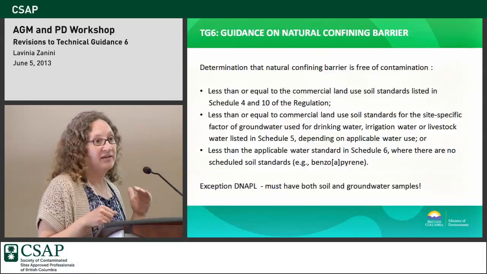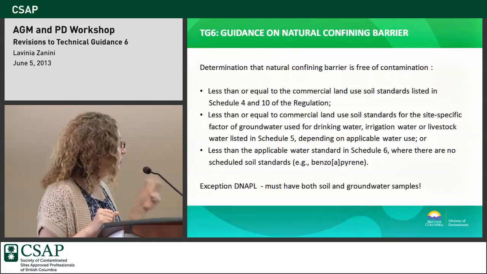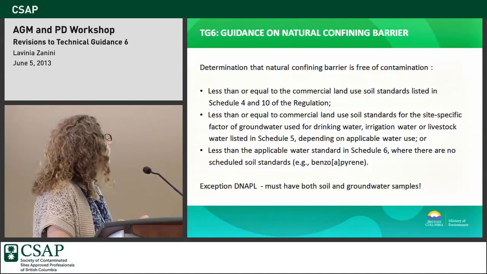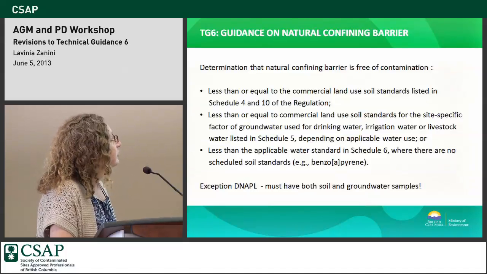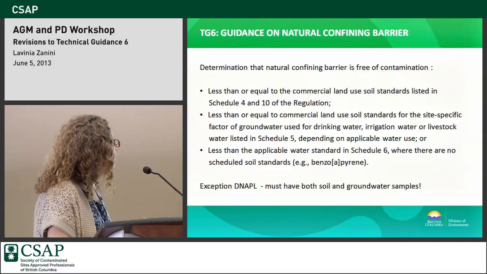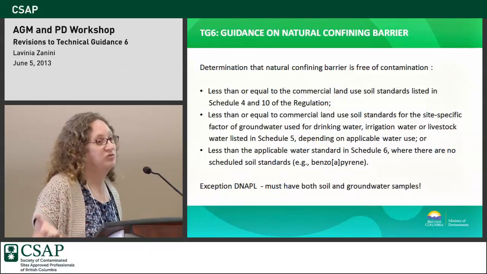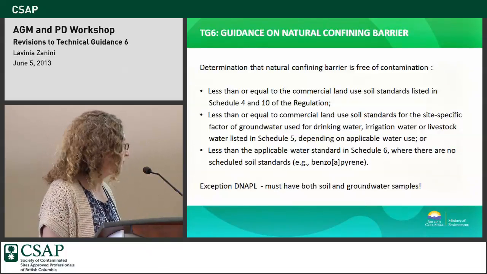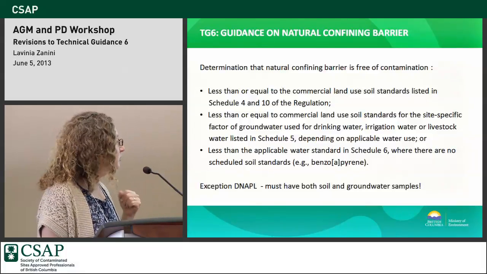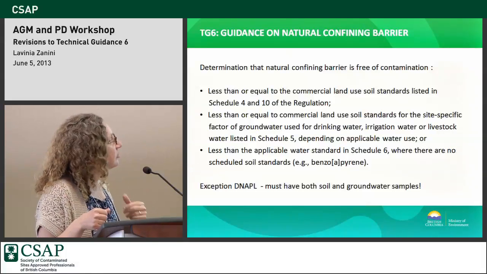And we've decided that you can limit it to soil samples. And for most situations, you'd have to be less than or equal to the commercial land use standards for Schedule 4 and 10, less than or equal to commercial land use soil standards for site-specific, whatever site-specific factor applies in Schedule 5, and less than the applicable water standard in Schedule 6 when there's no scheduled soil standards, and there's the example there. And the exception is DNAPL. For DNAPL, you must have both soil and groundwater samples to prove that your natural confining barrier is free of contamination.